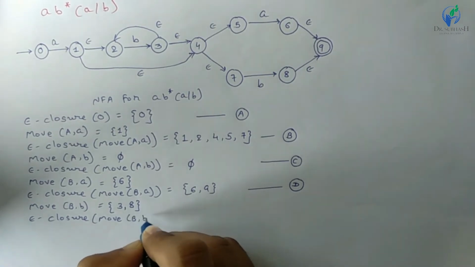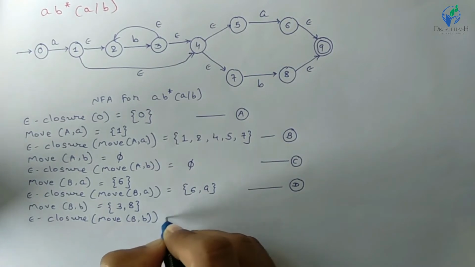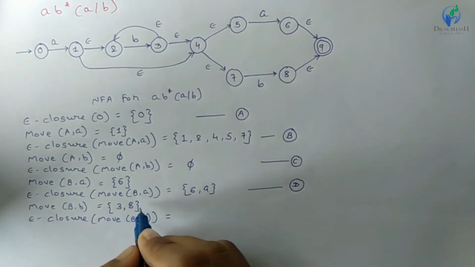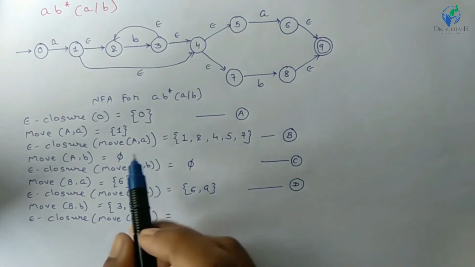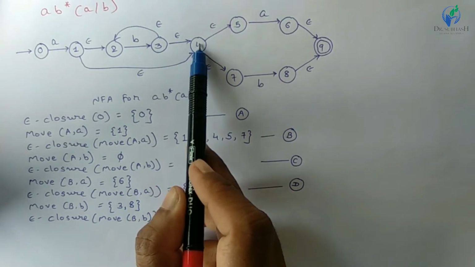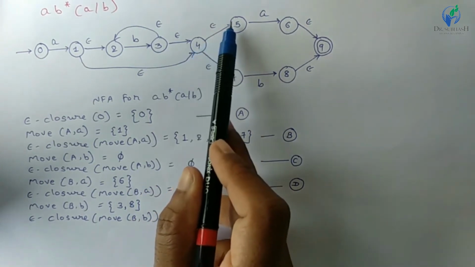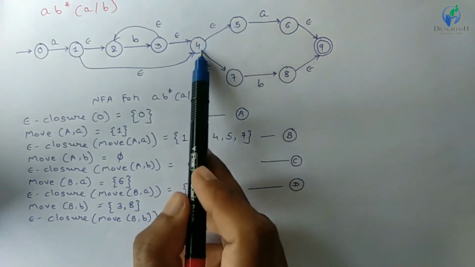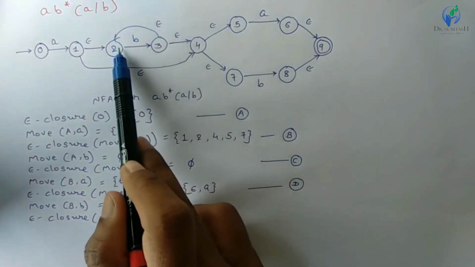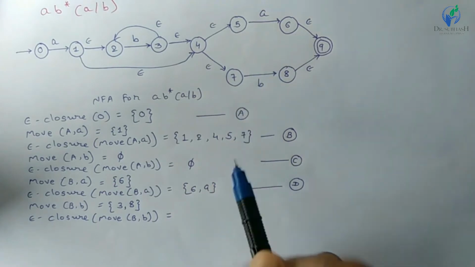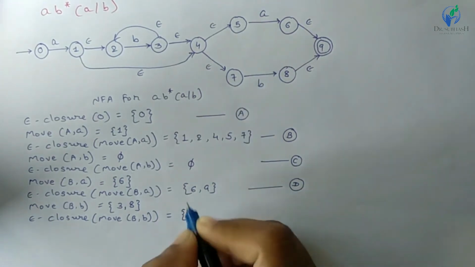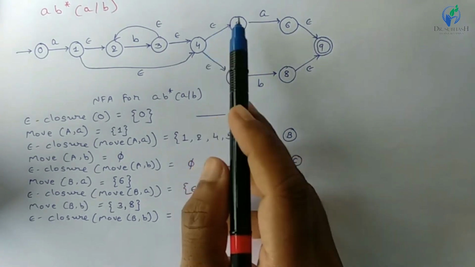So find epsilon closure from 3 and 8. First, 3 and 8 include itself. Then check from 3, is there any epsilon move? Yes, there are 2 epsilon moves. One from 3 to 4 and another from 3 to 2. So 2, 3, 4 are also included in the epsilon closure of move B to B.